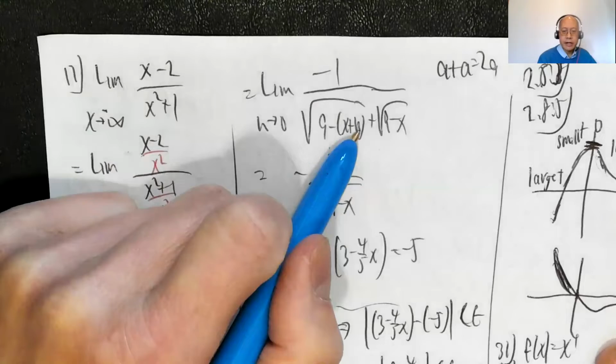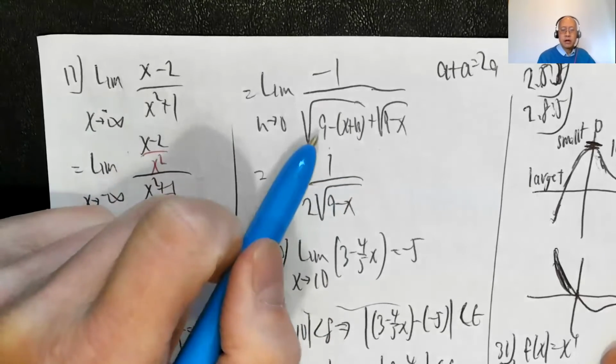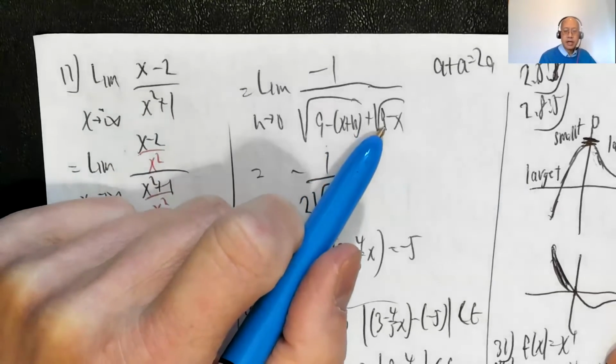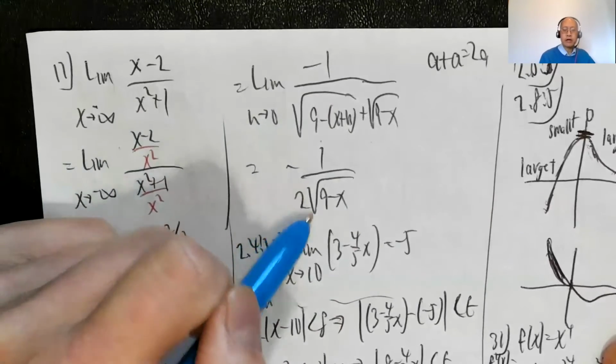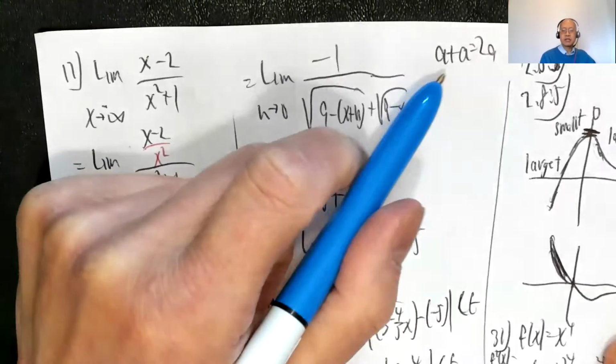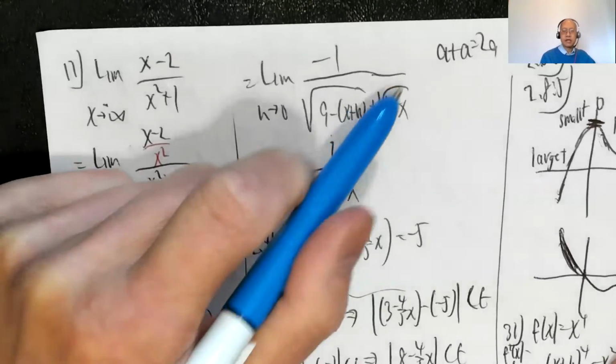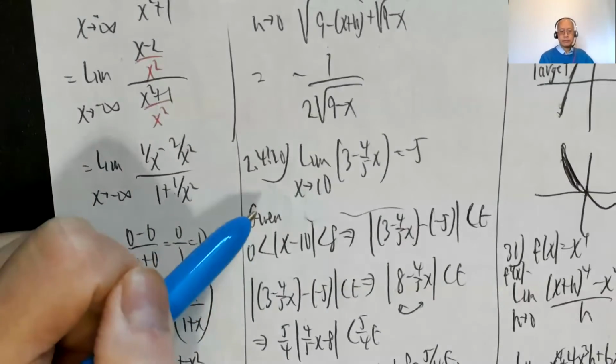Now I plug in 0 right here, and the bottom is radical 9 minus x plus another radical 9 minus x. So I have 2 radical 9 minus x. That's like a plus a is 2a. So radical 9 minus x plus another radical 9 minus x is 2 of them.